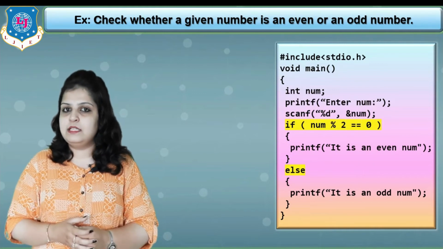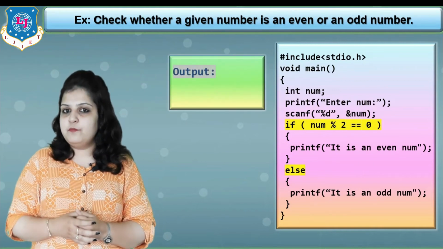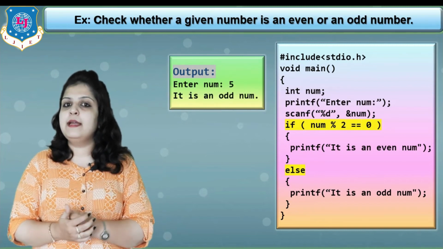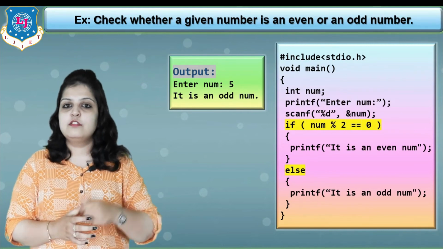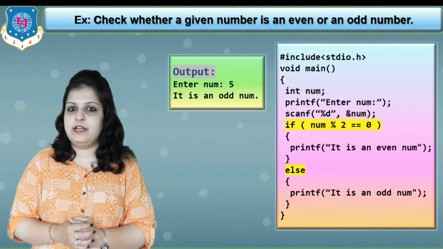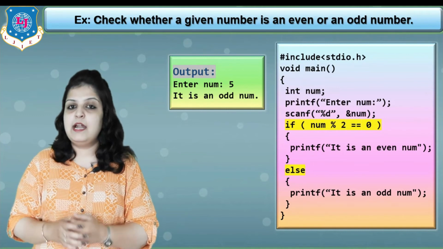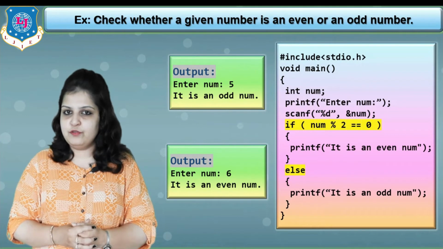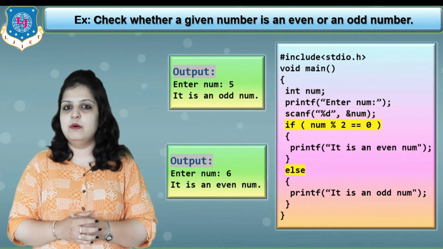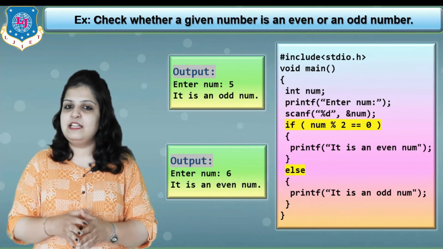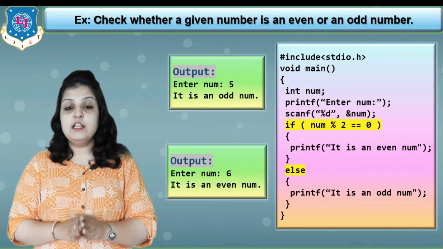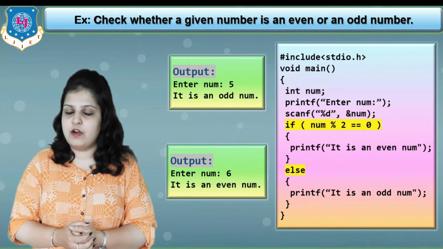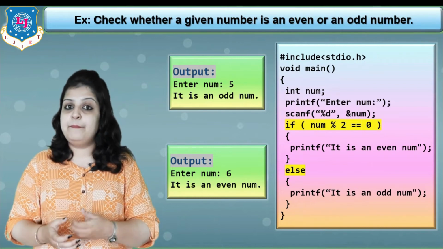So how will it execute? Two types of output are possible. Suppose I am entering number 5. For 5 our condition becomes false, so the else part will be executed and it is an odd number. And suppose you enter 6 instead of 5. In this case our condition will be true, yes, and it is an even number will be displayed and the odd number statement is automatically skipped. So in this way simple if and if else statements work. So let's see practically.